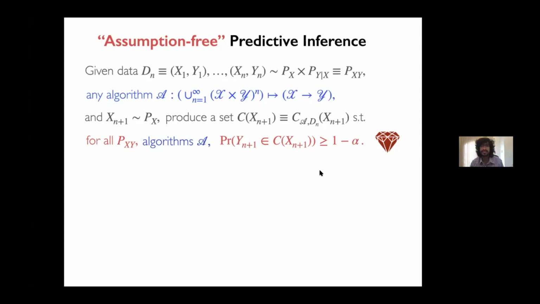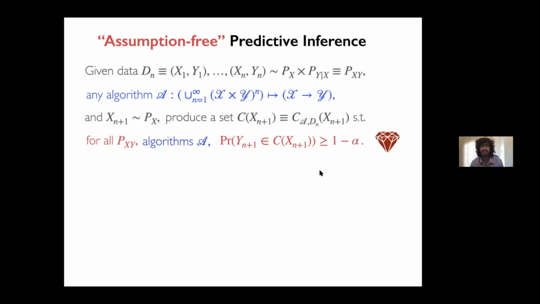assumptions. In practice, we would like to make some assumption about P_XY and design an algorithm based on that assumption. But the kind of guarantee we'll hope for is that even if the assumptions that we made are wrong, no matter what the underlying P_XY is, and no matter what the underlying algorithm is, the produced set will have this guarantee. Okay, so essentially, this is what we mean by assumption free.